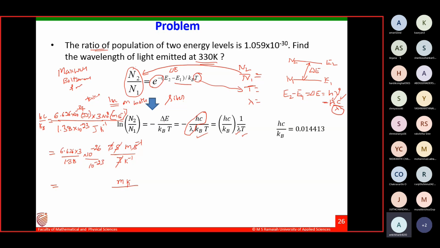I have rewritten the formula. Now I am making the substitution. I am retaining the same term in the numerator, and in the denominator I have ln of this value given here, 1.059 into 10 to the power of minus 30. And the temperature value, in my final answer here I have taken 300. Please make it 330. My final answer might differ, so please cross check that. Do the calculations.